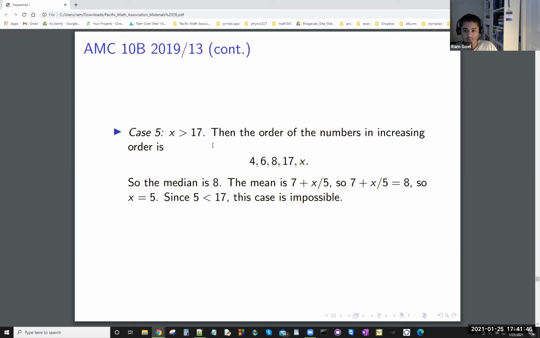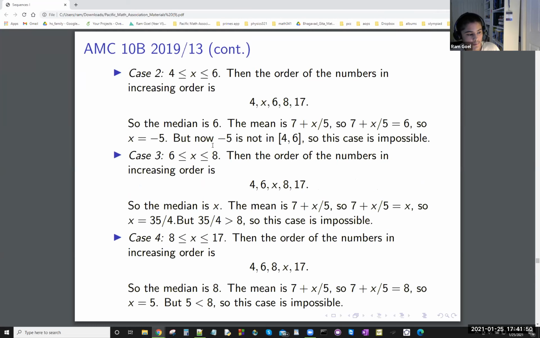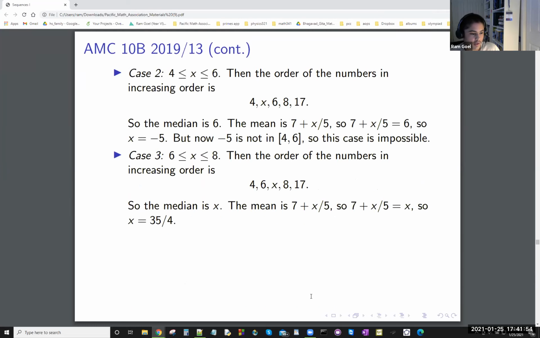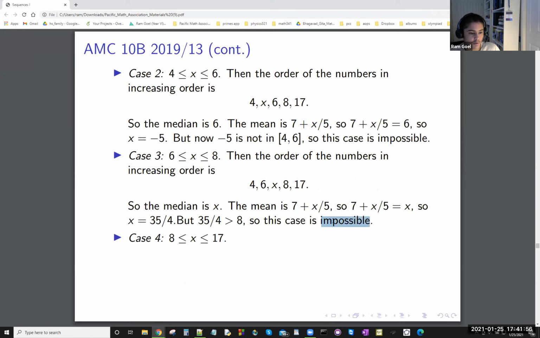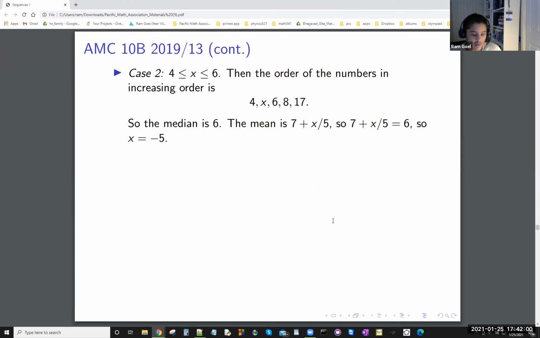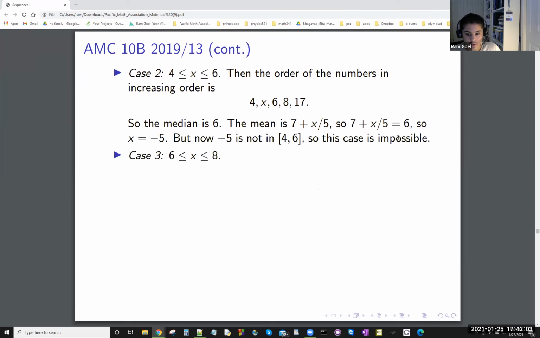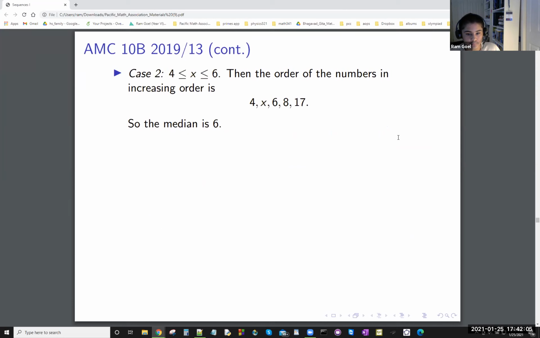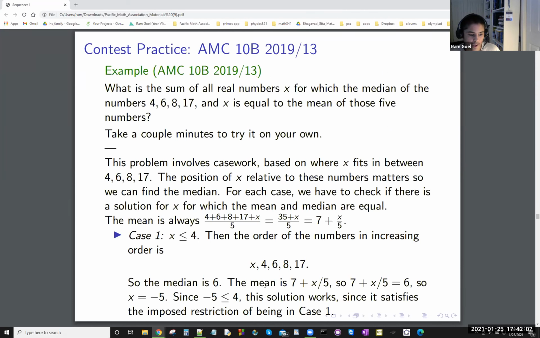So let's recap. Case 5 had no solutions. Case 4, impossible. Case 3, also impossible. No solutions in that case. Case 2, impossible. And case 1, we had x equals -5.